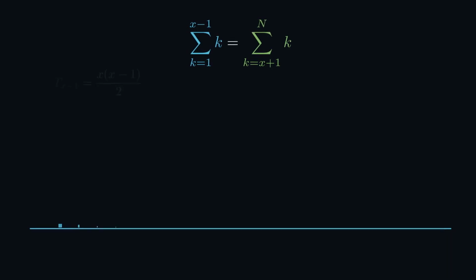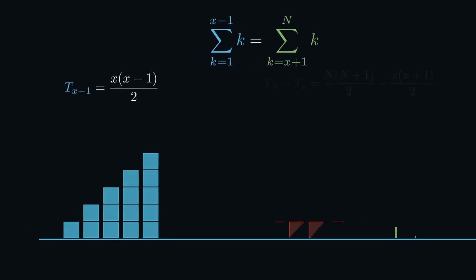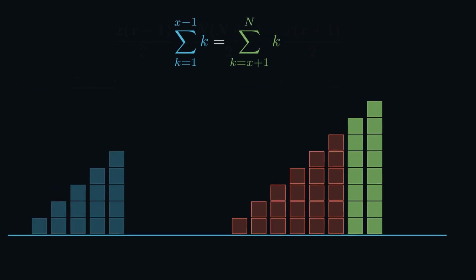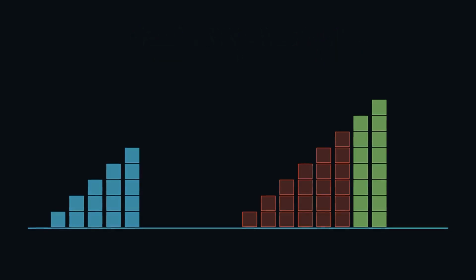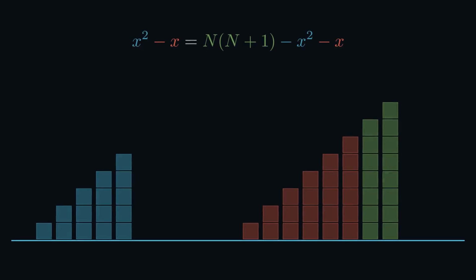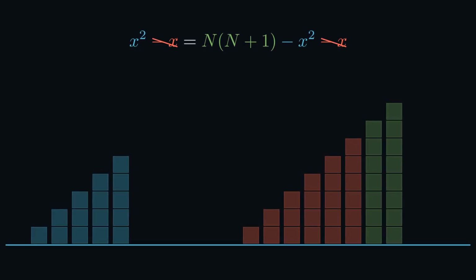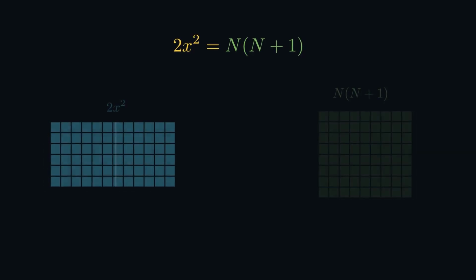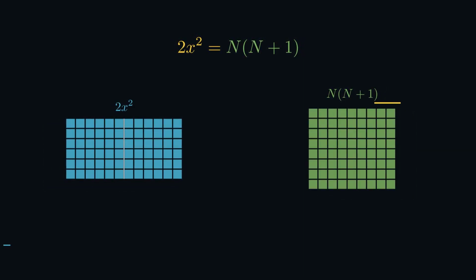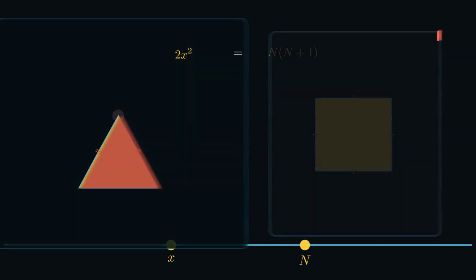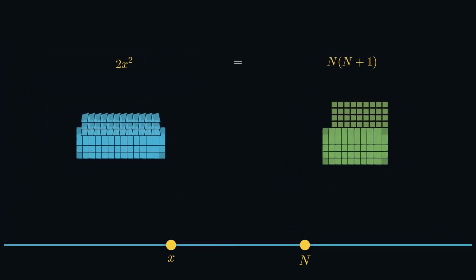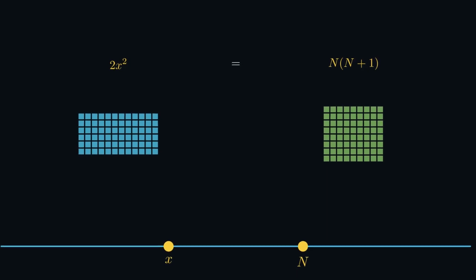Write the balance directly. 1 through x minus 1 equals x plus 1 through n. Using triangular numbers, these become t before x and t through n minus t through x. Multiplying by 2 and canceling matching linear terms removes the separate sums. The result is 2x squared equals n times n plus 1, or x squared equals t sub n. The street puzzle is now classical. Which triangular numbers are perfect squares?